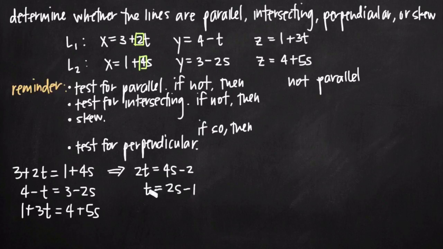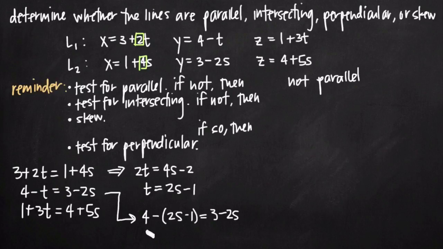Now we have a value for t that's in terms of s. We want to take that 2s minus 1 value and plug it in for t into our second equation. So we're going to take this second equation here and plug in our value for t. So we'll get 4 minus, right here, and then in place of t, we'll plug in 2s minus 1. The value we just found, 2s minus 1, is equal to 3 minus 2s. Now you notice that we have an equation that's entirely in terms of s. We've eliminated the t value. We want to go ahead and solve this equation for s.